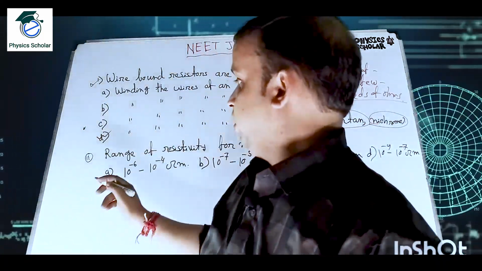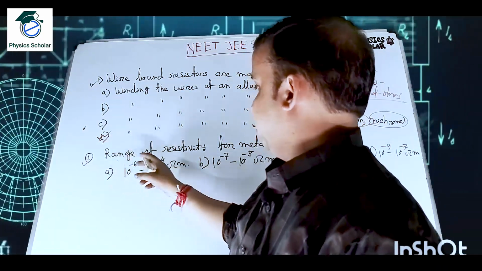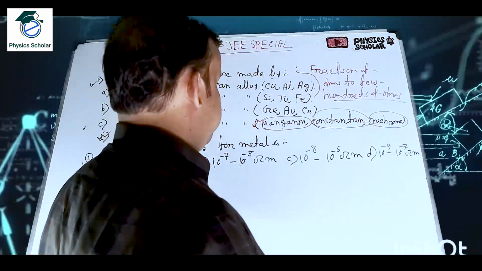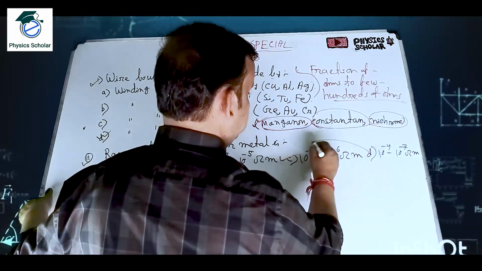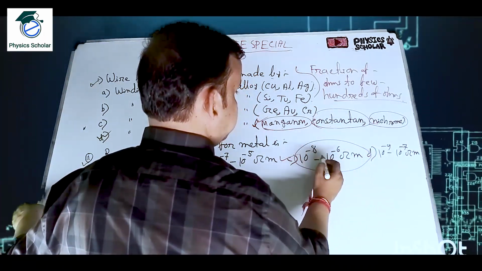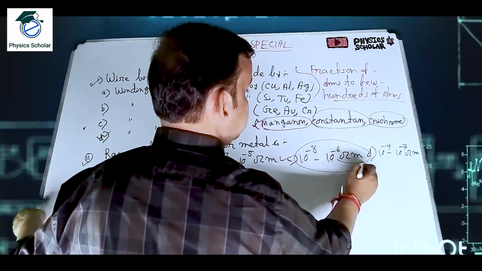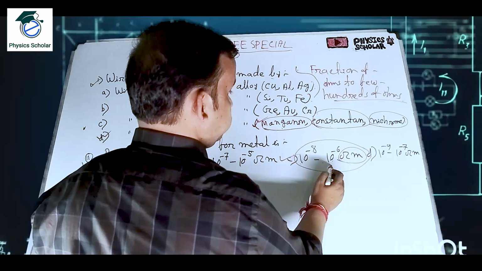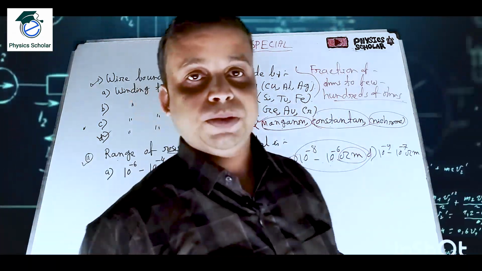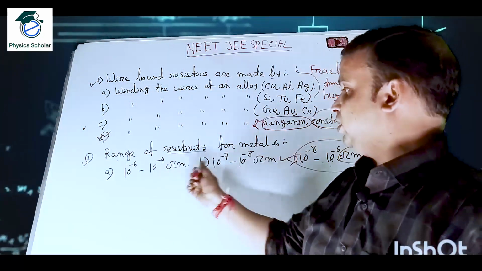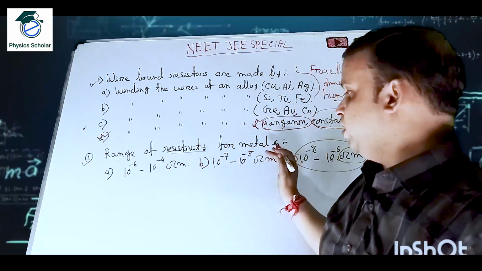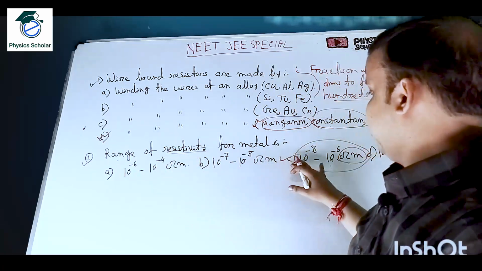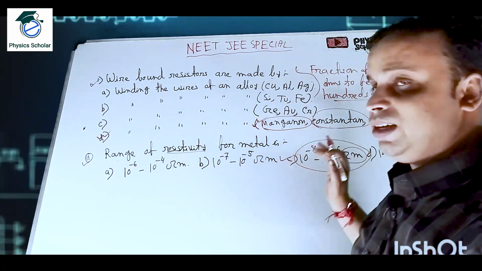Now the next question, question number 2 for today's episode: the range of resistivity for metal. The range of resistivity for metal, that you have to memorize, is 10 to the power minus 8 to 10 to the power minus 6 ohm meter. Four options are given, so if you know the value, you have to click on the right option. Here option C is correct: 10 to the minus 8 to 10 to the minus 6 ohm meter.